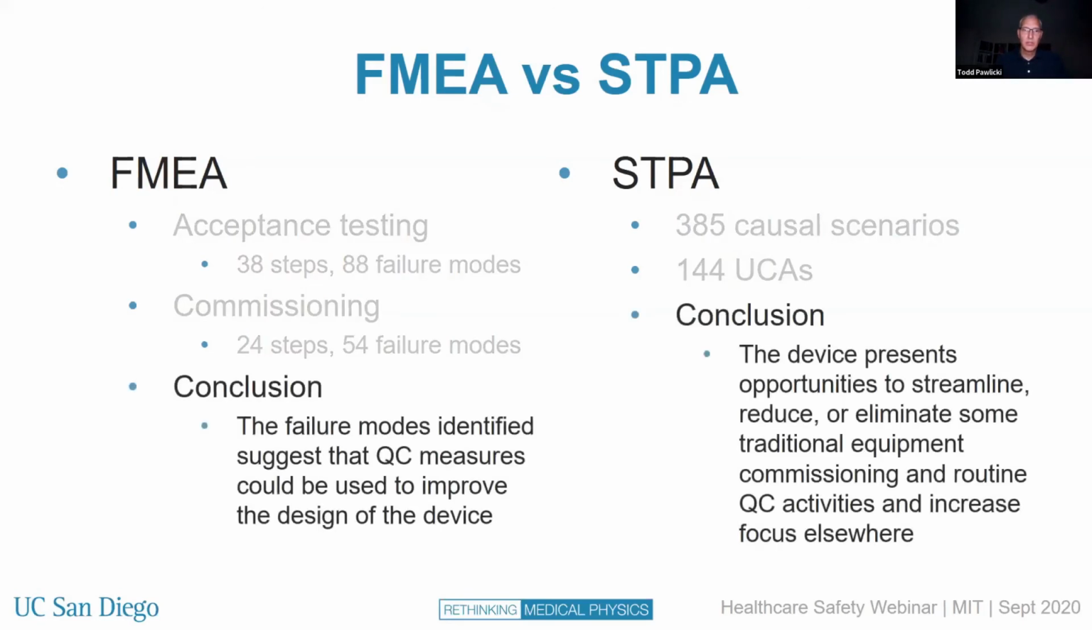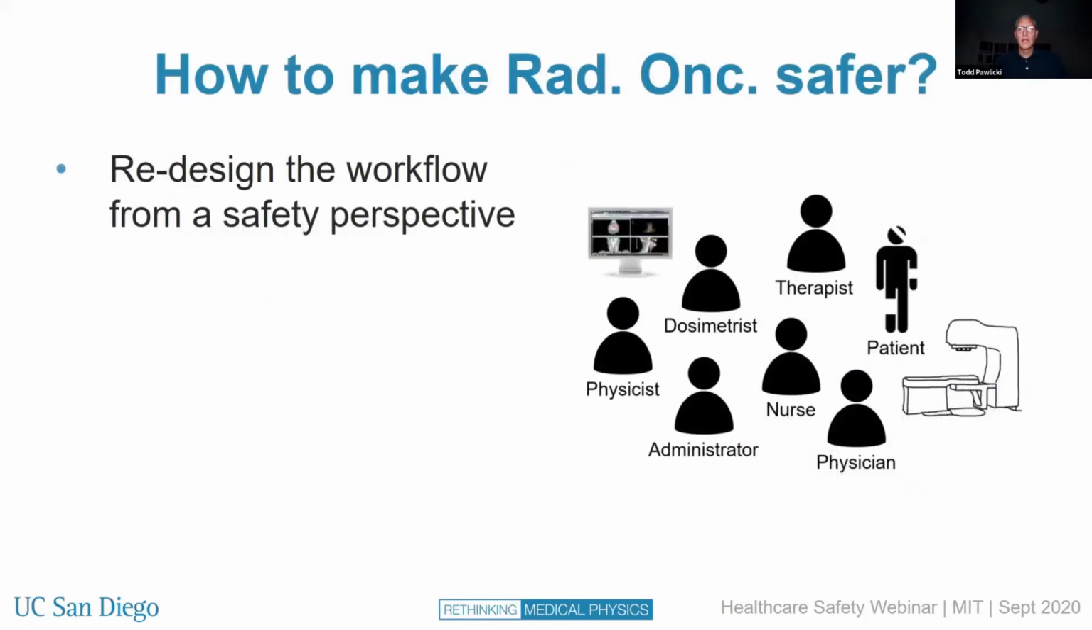I wanted to point out the conclusions of these two works. The FMEA paper said that the failure modes identified suggest that quality control measures could be used to improve design of the device, whereas what we found on the STPA side was that the device presents opportunities to streamline, reduce, or eliminate some traditional equipment commissioning and routine QC activities and allow others to focus their attention elsewhere in the process. So that led us to start to think that, hey, look, these new devices coming on board are highly driven by automation and more sophisticated technology, so it's probably the right time to redesign the workflow from a safety perspective.